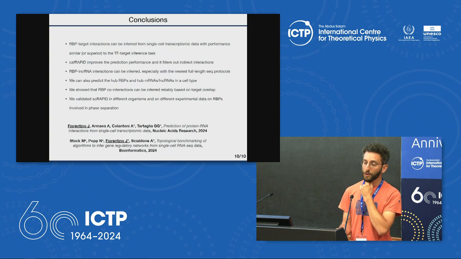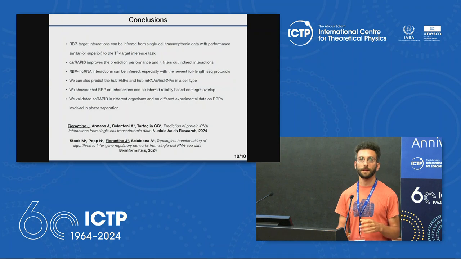I also didn't show that we can predict hub RNA binding proteins and hub RNAs, intended as RNAs that are strongly regulated by many RNA binding proteins. And finally, that we can also predict RBP co-interactions from this kind of network. And this also gives room to several improvements of this kind of predictions, for instance, toward the identification of protein complexes from this kind of network.